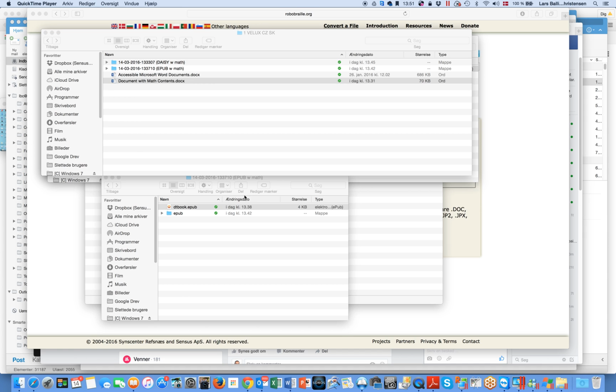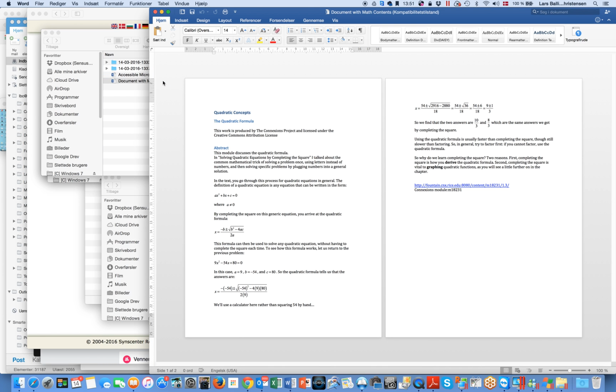In this brief example, I want to show you how we can use the RoboBraille service to convert a Word document with math content into a talking math book. So the source of the document that I want to convert, I'm showing here. What we can see is that this is a plain Word document.